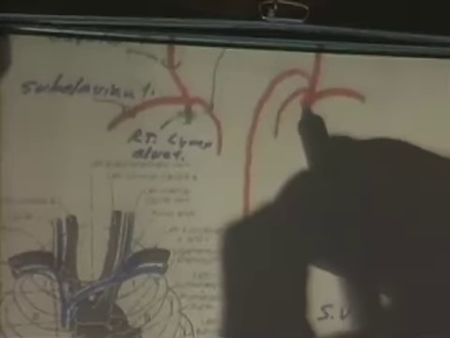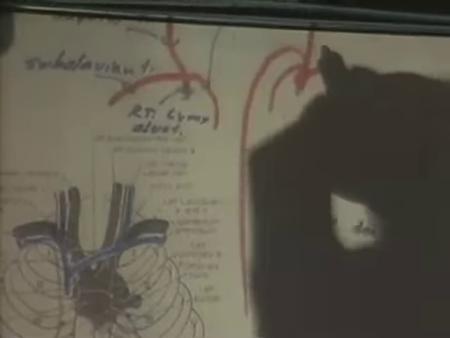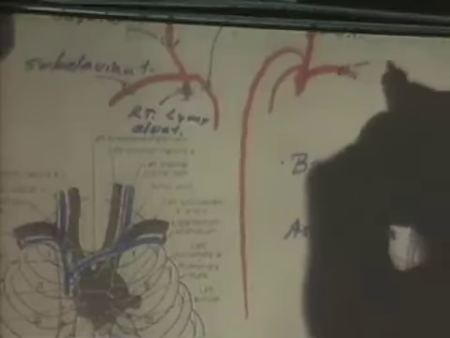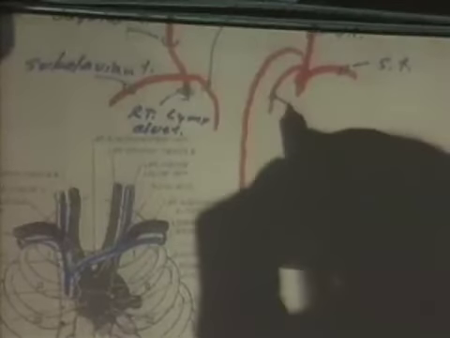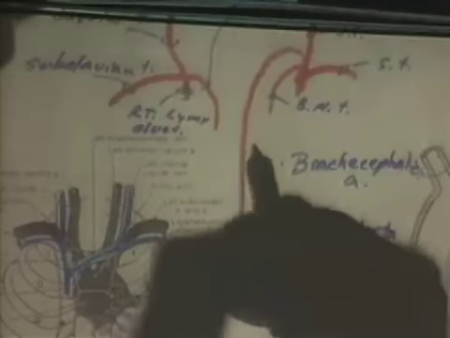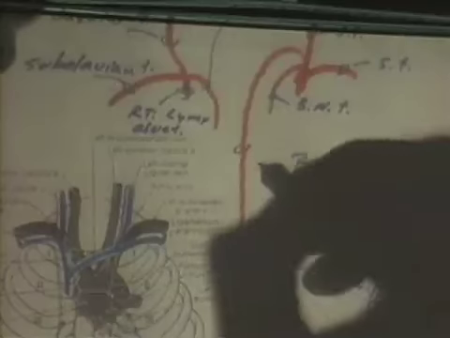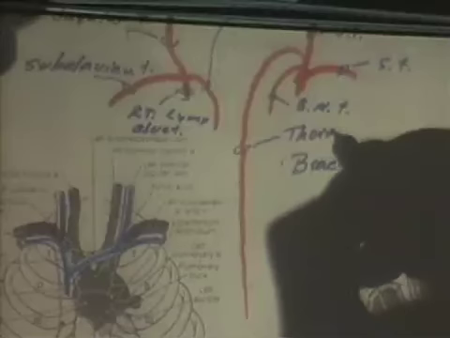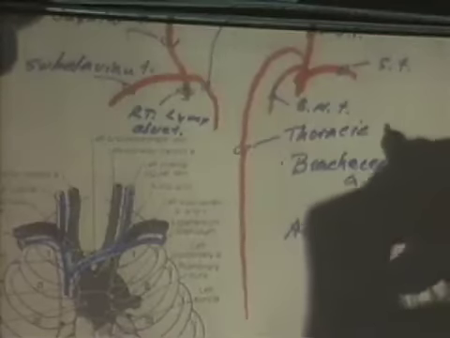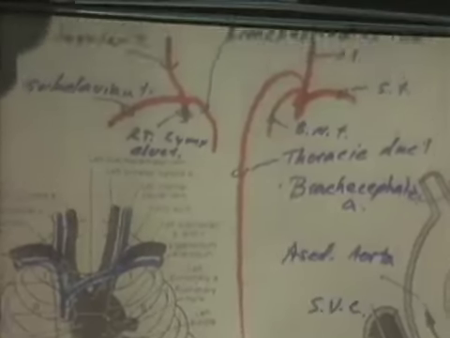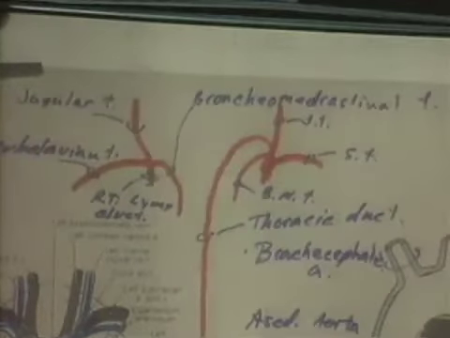Same thing over here on the left side, but as you can see, we have this one we'll just put in here as a jugular trunk, the subclavian trunk, and bronchomediastinal. And the big difference is right here, and that's the thoracic duct. Let me just slide this down a little bit. I'm sorry, I didn't catch it there.